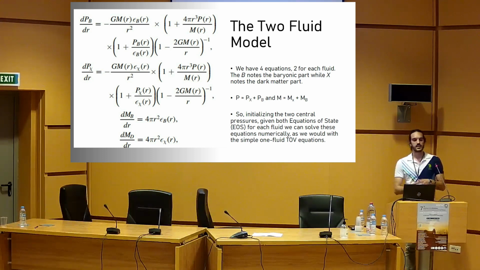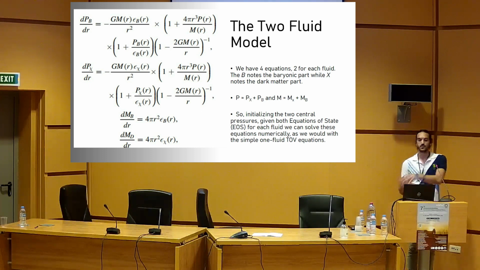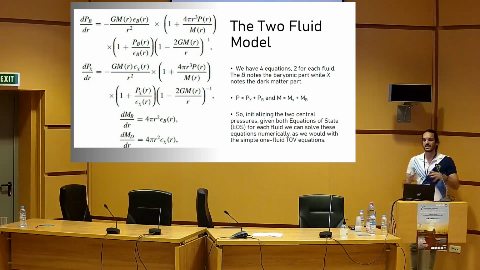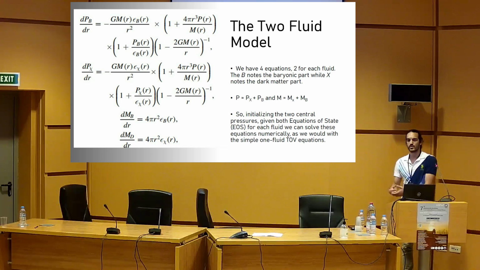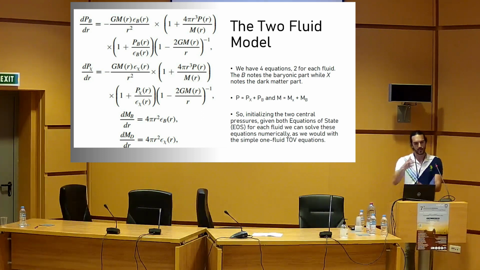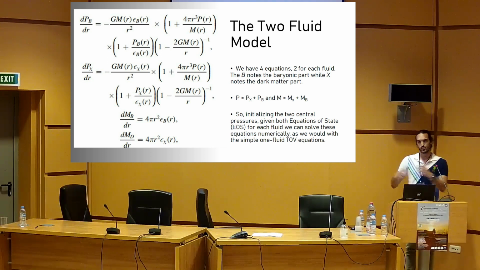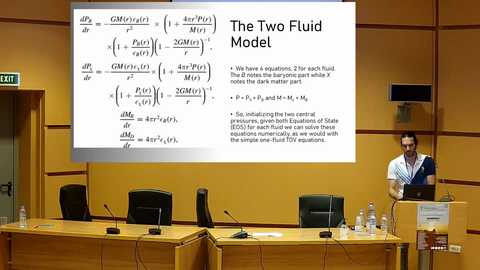And basically with B, I note the baryonic component, and with X, the dark matter component. So basically what the two-fluid model does is that it treats baryonic matter and dark matter as two separate fluids that do not interact with each other. And so we solve these equations numerically, and given both the equations of state of the two fluids, the baryonic equation of state and the dark matter equation of state, we can obtain, as I said earlier, a mass and a radius for both fluids.